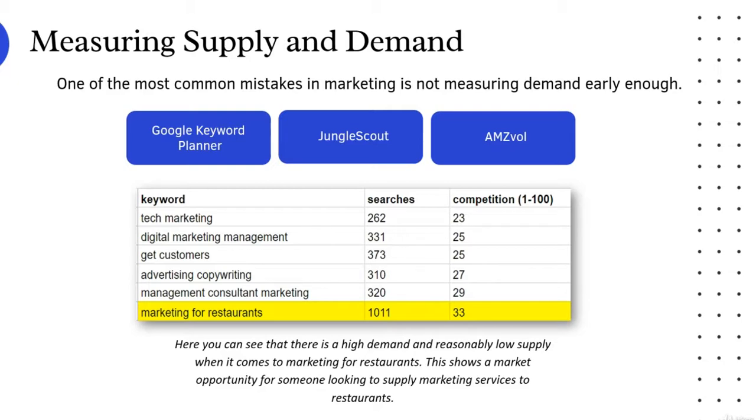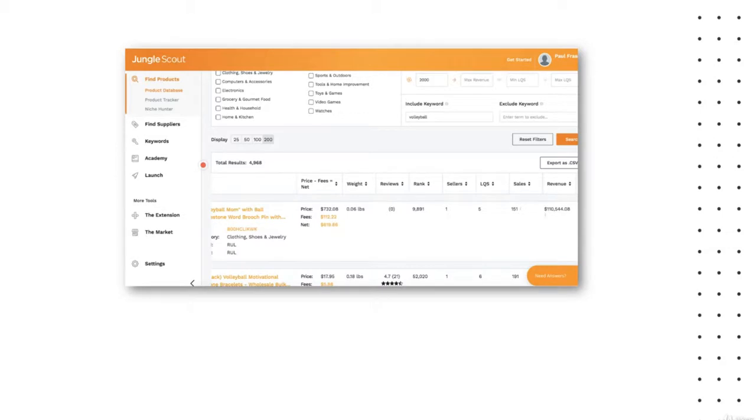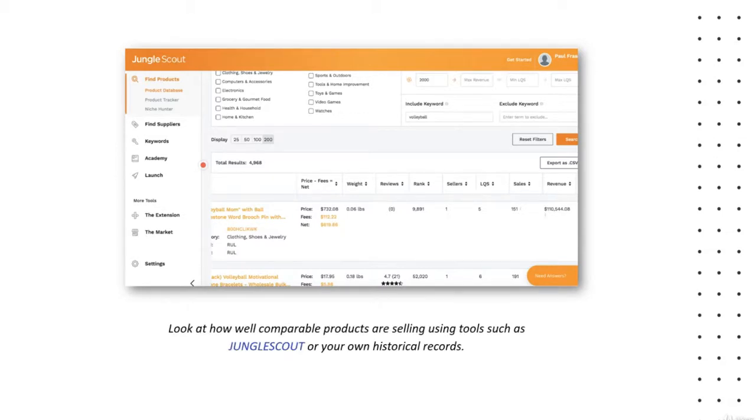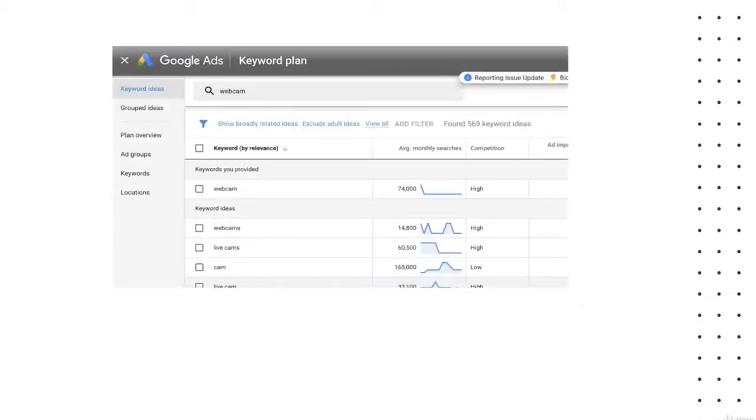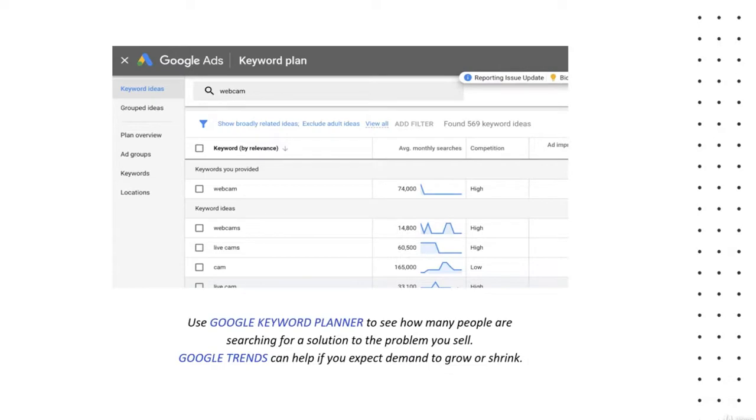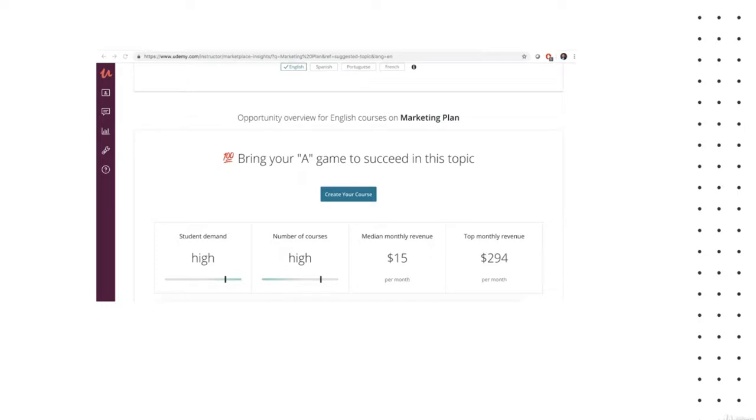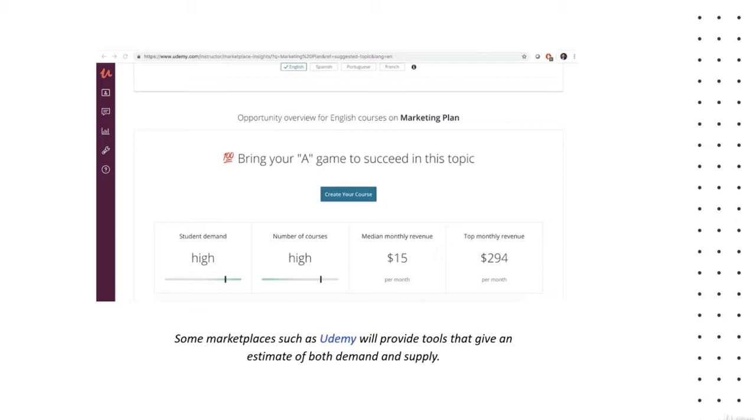This shows you that the market opportunity for someone looking to supply marketing services to restaurants is great. Look at how well the comparable products are selling. We also have a chart on products using tools such as Jungle Scout or your own historical records. Using Google Keyword Planner to see how many people are searching for a solution to the problem you sell. Google Trends can help if you expect demand to grow or shrink. Some marketplaces, such as Udemy, will provide tools that give an estimate on both the demand and the supply.